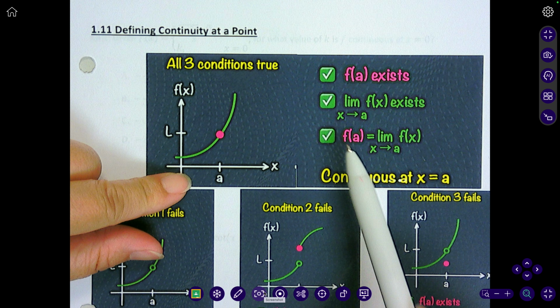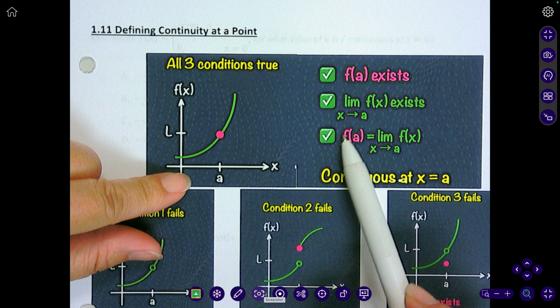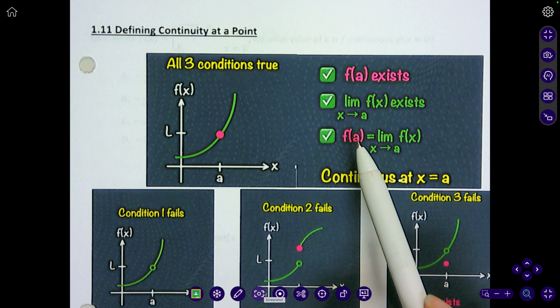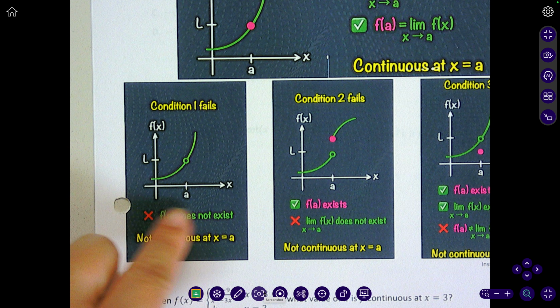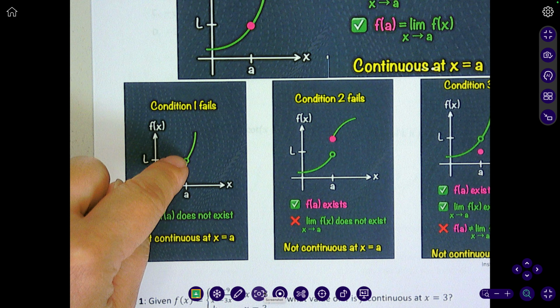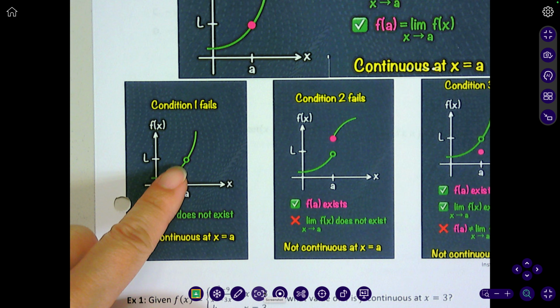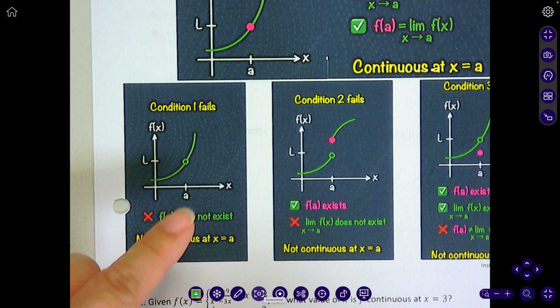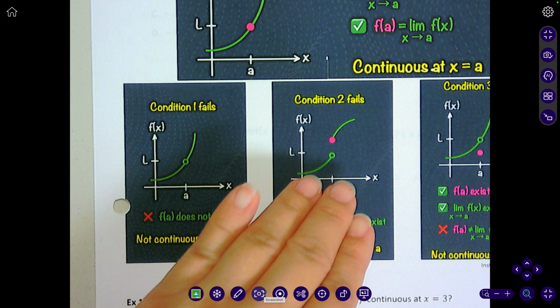And last but not least, the y value of the limit has to be the same as the y value for the point. Once that happens, then the function is continuous at x equal to a. Okay? Imagine you have a removable discontinuity. If you have a point right there where that hole is being removed, then the function is continuous. But in this case, this is where the function fails, or the function is discontinuous, when these conditions fail.